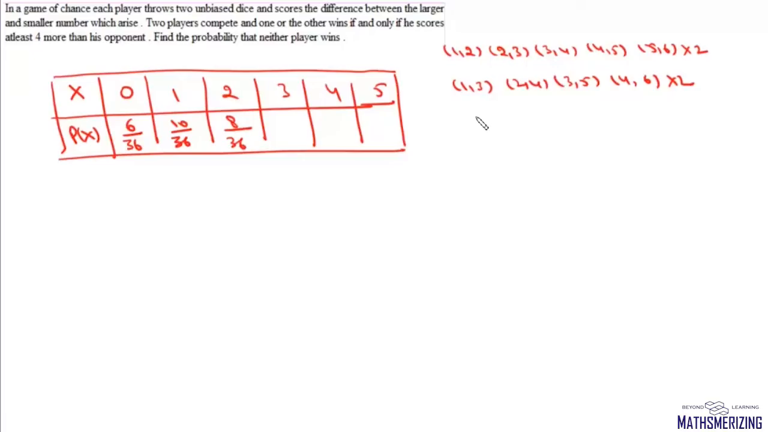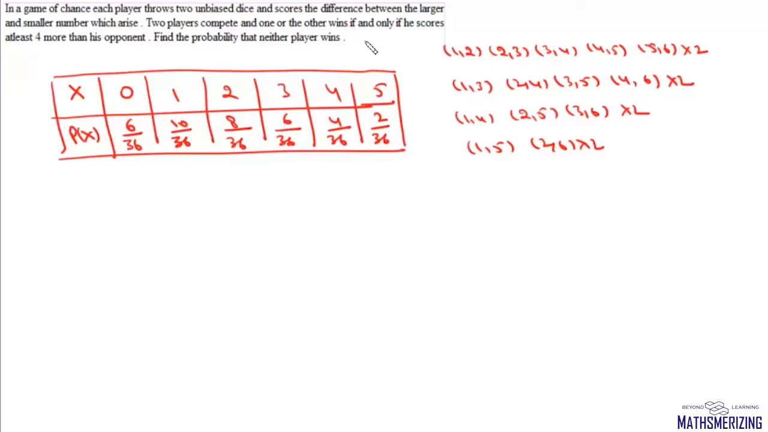Difference of 3. So it'll be (1,4), (2,5) and (3,6) into 2, which again is 6 by 36. Difference of 4: (1,5), (2,6) into 2. So that'll be 4 by 36. And difference of 5 will be simply (1,6) and (6,1). So that'll be 2 by 36.